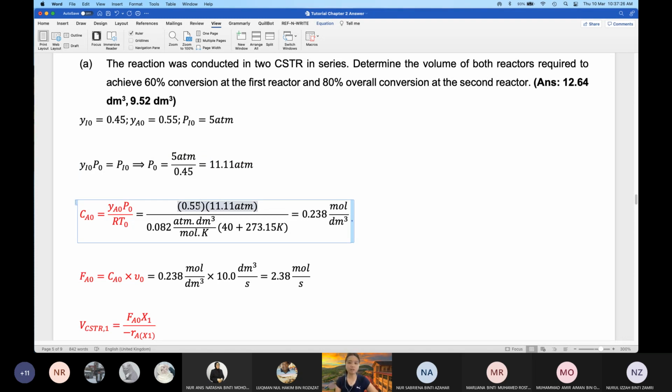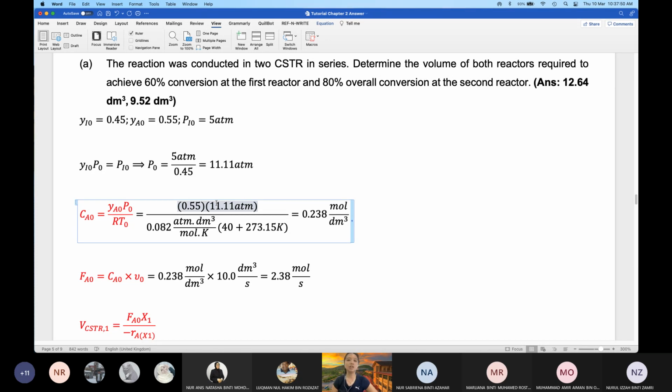Another way, kalau kamu nak terus tahu directly pressure A pun boleh. PA0. Macam nak tahu? Darab silang lagi. 45% inert sama dengan 5 ATM. Kalau saya ada 55% A, berapa ATM? Darab silang je. So means 0.55 times 5 divided by 0.45, you get terus pressure A. That's also another way. Kalau kamu terus dapat pressure A, kamu terus ganti dengan PA0 tu. Kamu dah jangan darab dengan 0.55.